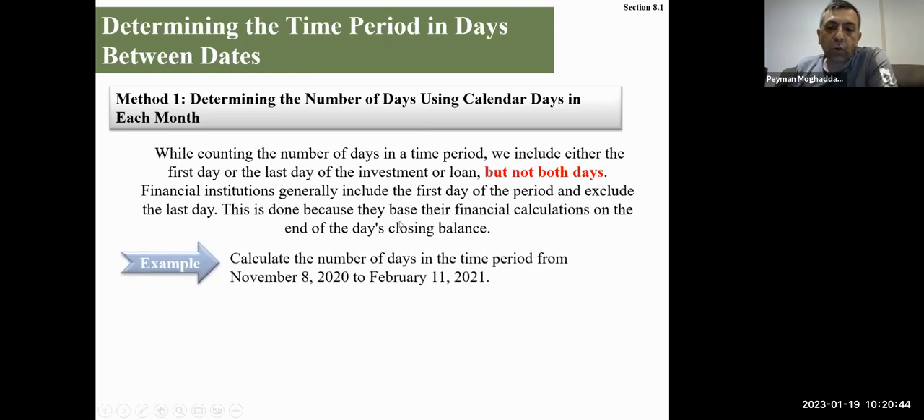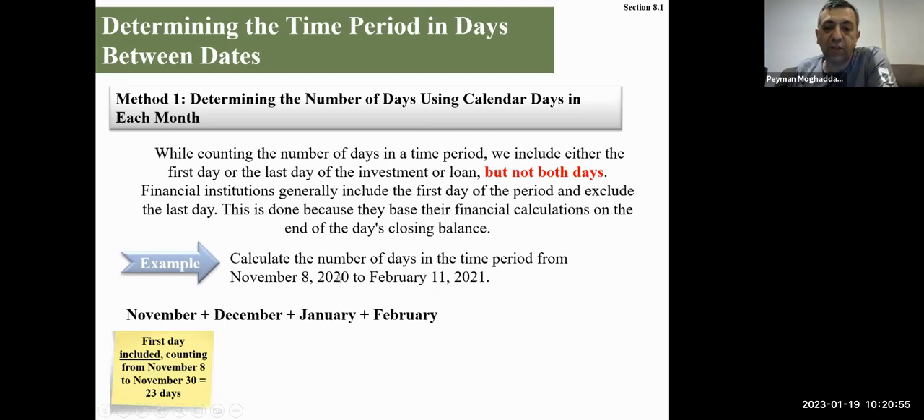Okay, for example, calculate the number of days in the time period from November 8, 2020 to February 11, 2021. So how do we calculate this? First, we have November, December, January, and February. Okay, these are the months. From November 8 to November 30, you put 30 minus 8, it's going to be 22 days if you exclude the first day. But if you include the first day, it's going to be 23 days.